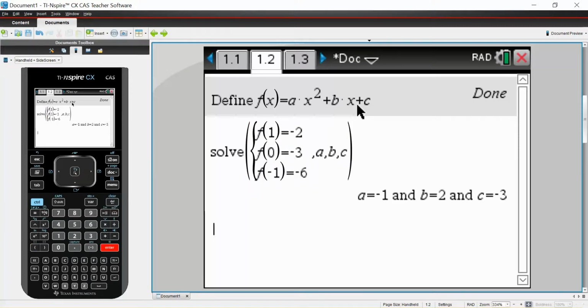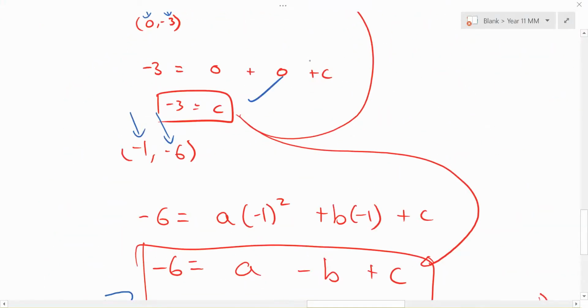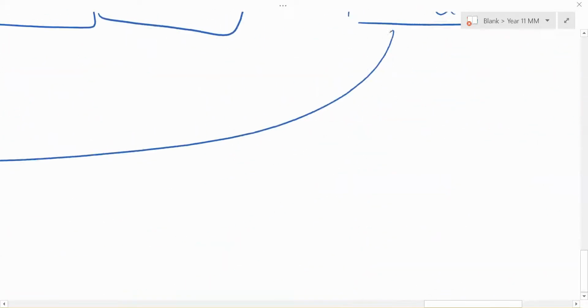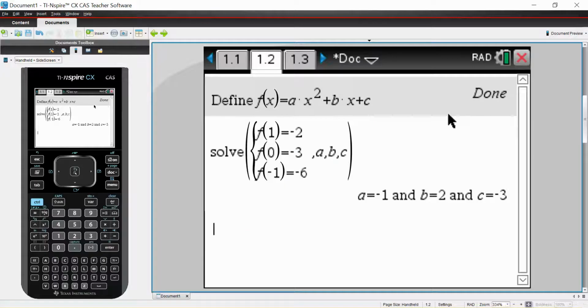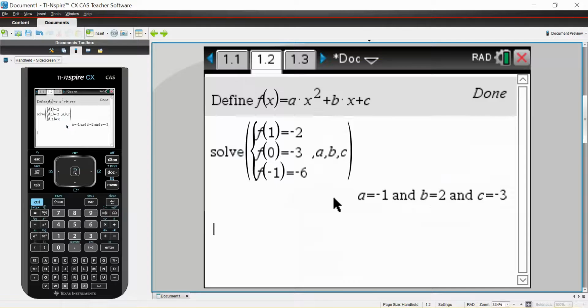And see how the answer is exactly what we got before. We said c was negative 3, and we've got that there. Then we figured out a equals negative 1, which is true. And then we worked out b, which is 2. Okay, so that's how to solve simultaneous equations using define. That's much quicker than replacing all the x squares with a 1 and then saying equals negative 2. It takes too long. This is much quicker.